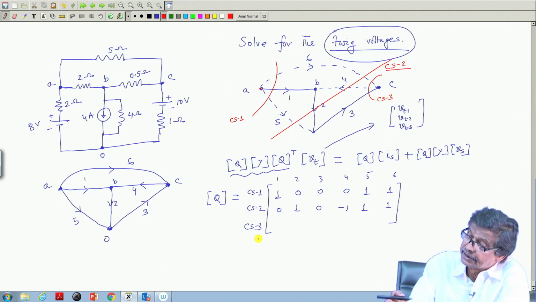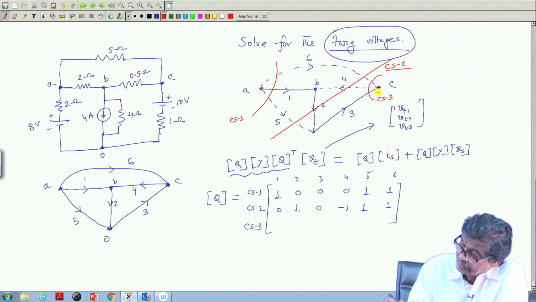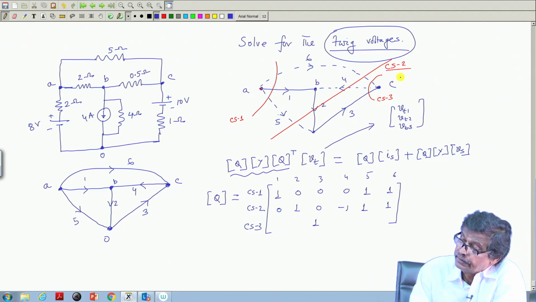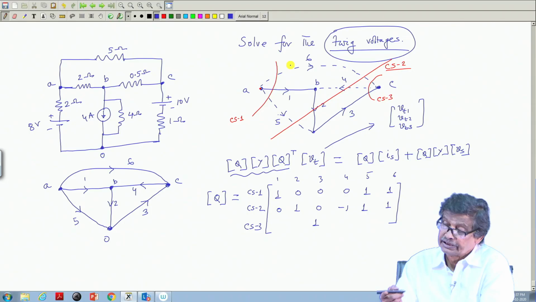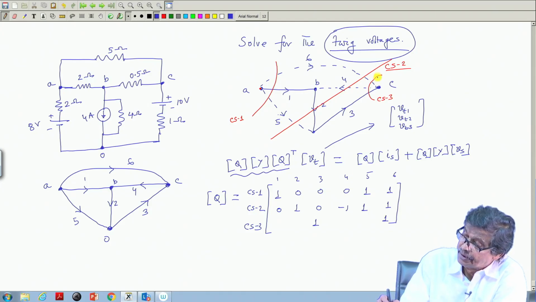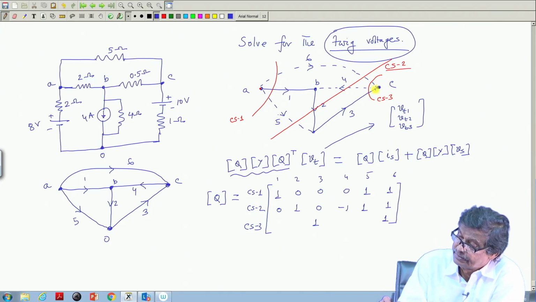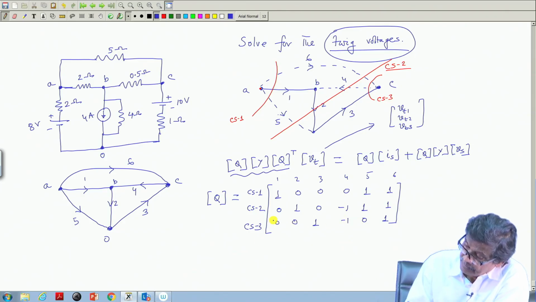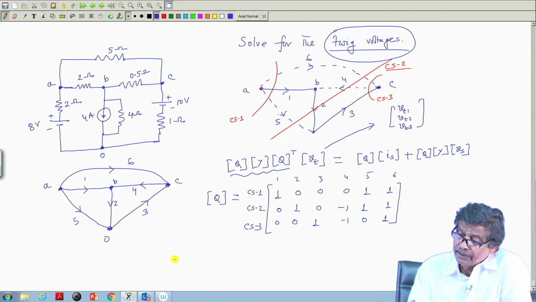So, at cut set 3, once again the direction is decided by 3. 3 is from this way to this way, that is from left to right. So, it is plus 1. Then 4 and 6, 6 will be plus, from this to this, and 4 will be minus. So, 3 plus, 6 is also plus and 4 is minus. So, this is how the Q matrix is formed, and then I have to get the Y matrix.